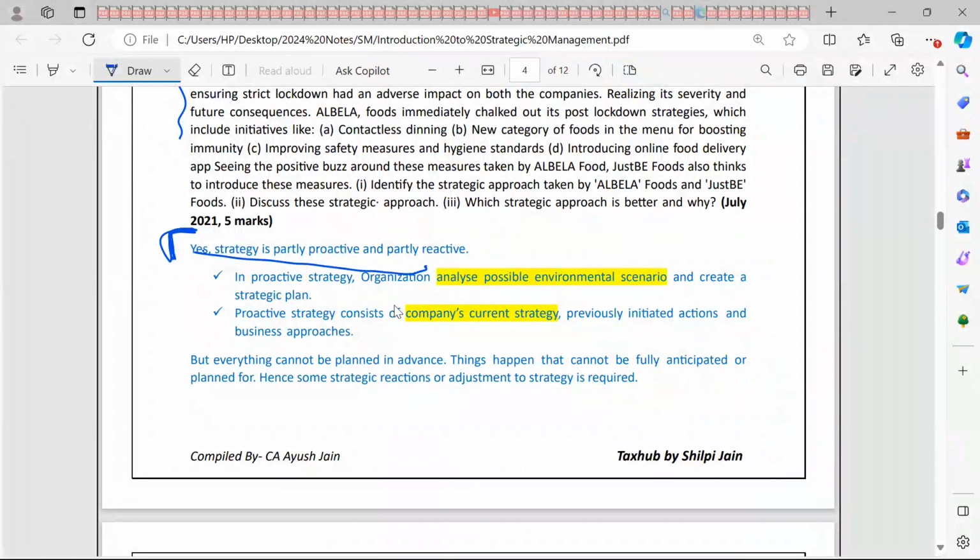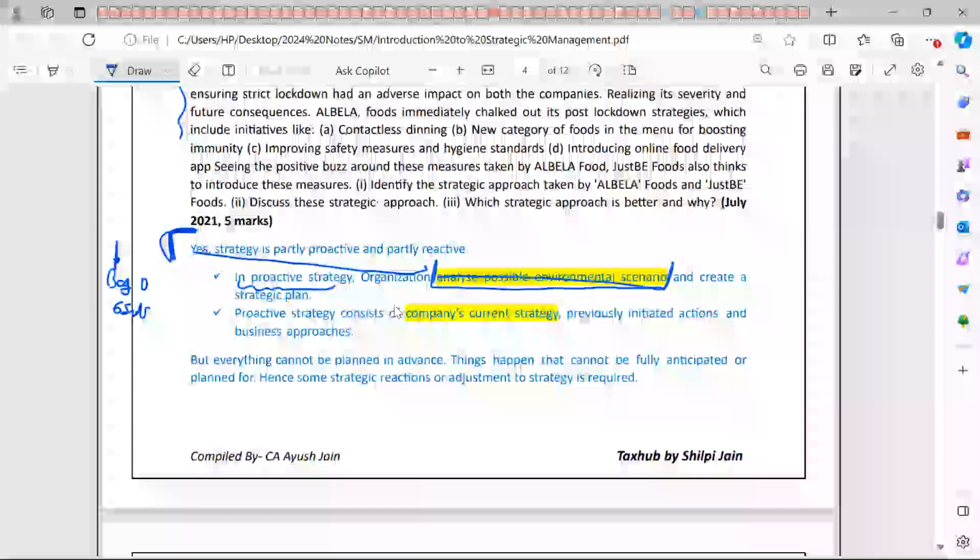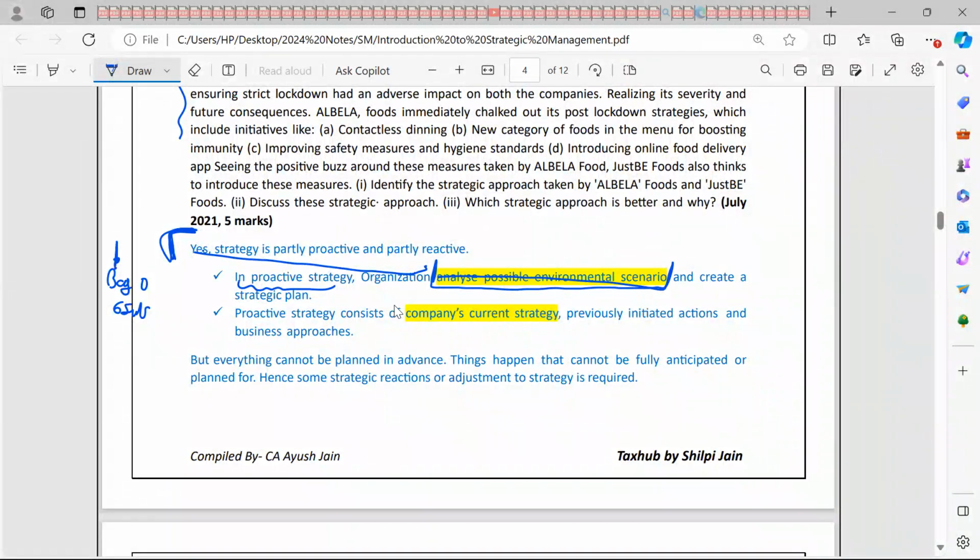A strategy should be partly proactive and partly reactive. In a proactive strategy, the organization will analyze the possible environment scenario. Proactive strategy means, at the beginning of the year, you thought that I will buy six subject lectures, and you analyzed the environment, why you want to become a CA. So how did you decide you want to become CA? By analyzing the possible environmental scenario. Then this proactive strategy consists of the current strategy, previously initiated actions and business approaches. In other words, we can say that proactive strategy is the current strategy without any changes and without any reactions.